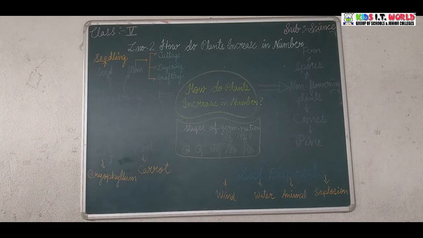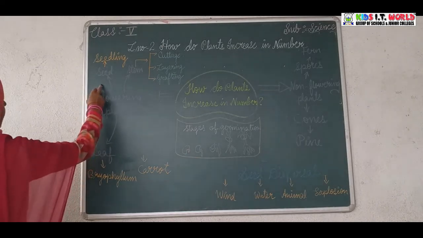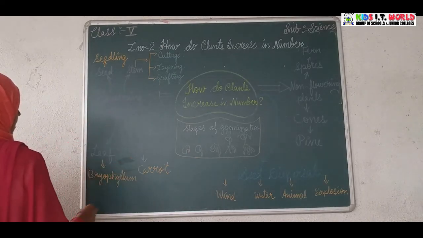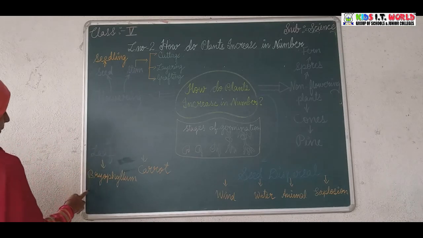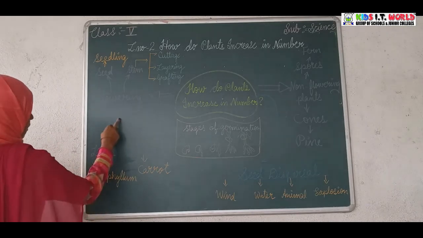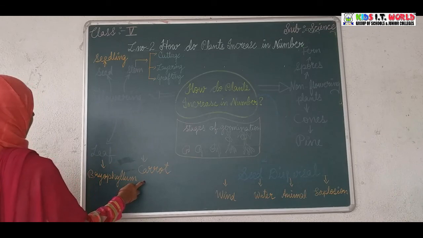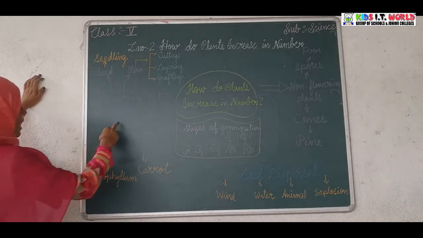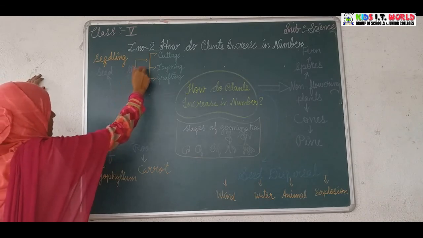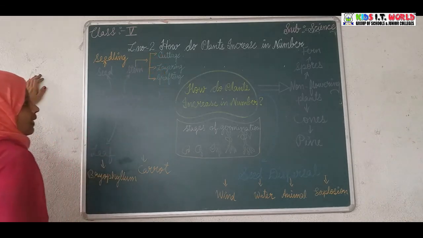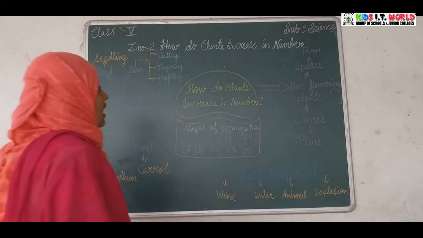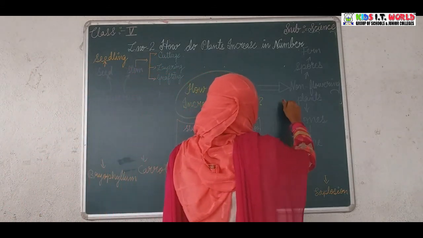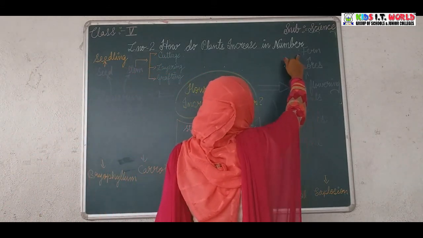Then next, flowering plants. In flowering plants, we have seen seed, stem, leaf and root. Through the leaves, we have seen the example of bryophyllum. Through the roots, we have seen the example of carrot. And seed, that is a seedling. And flowering plants from the stem have three methods: cuttings, layering and grafting. Then the non-flowering plants. In non-flowering plants, we have seen spores. Here is the example of fern.